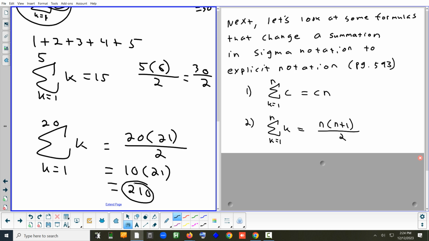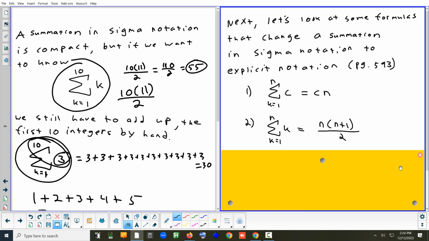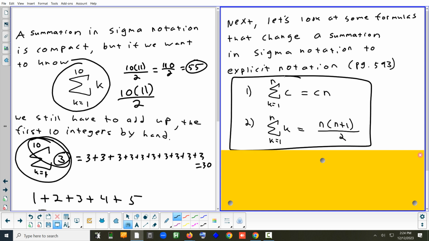And again, it only works if the formula on the right-hand side is a k. There is a formula for k squared and k cubed, but we're not going to need it. Okay, so these are the two that you need to know. What these formulas basically do is they get rid of the sigma. There's nothing wrong with sigma. It's a nice way to write things, but it doesn't actually help you to do anything. It's just a short way of saying what you want to do. This is a short way of actually doing it. It gives you a formula that automatically adds them all up for you.